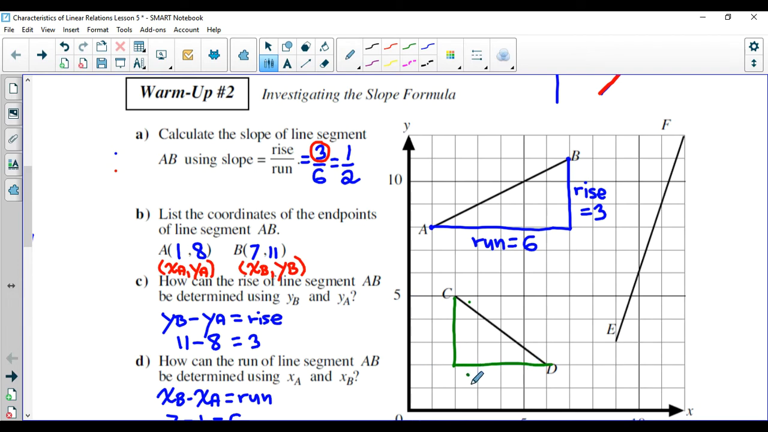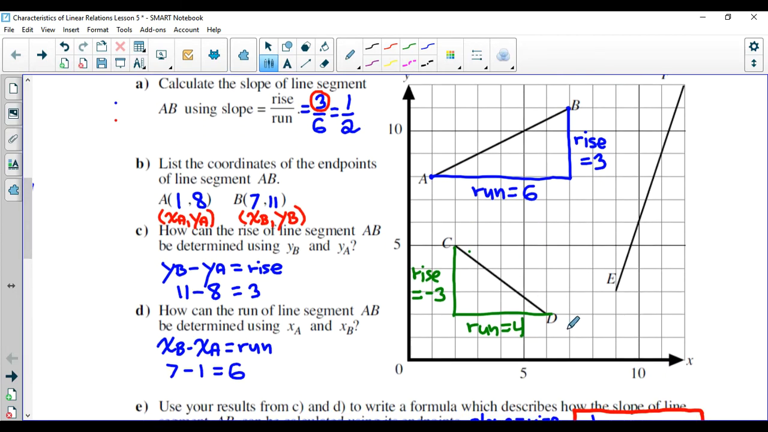Let's label this. The run of this slope triangle would be 1, 2, 3, 4 units across. And the rise of this slope triangle, from left to right, you go down. So your rise would be a negative number because you're dropping down, and it drops down by 3 units. So if I want to calculate the slope of this line segment, slope equals rise over run.